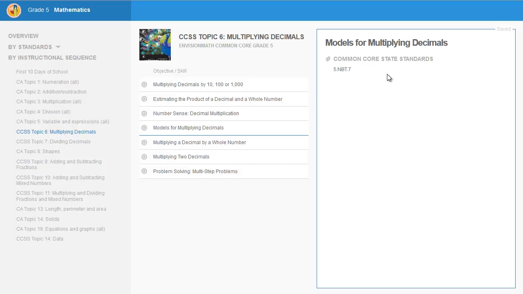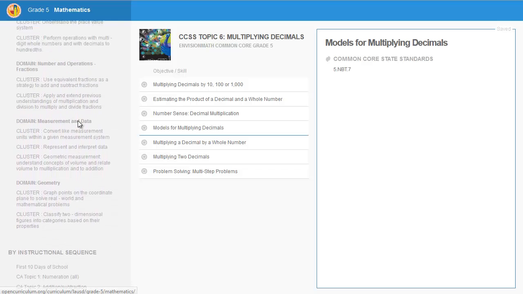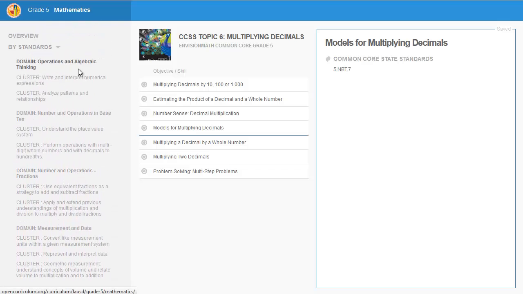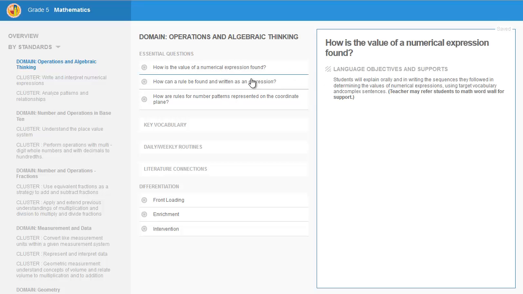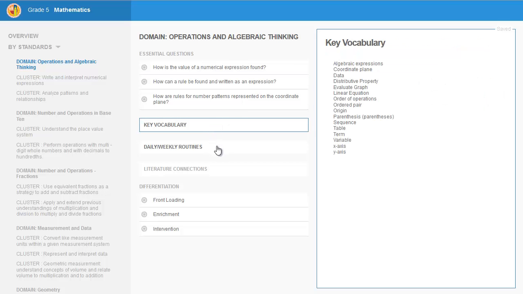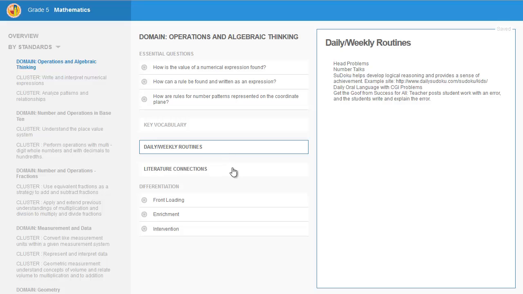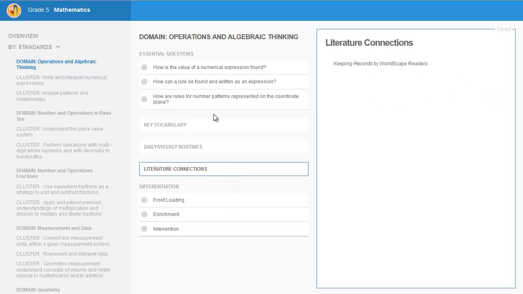Let's now try to explore this sequence, these units and the curriculum, through the standards. If we click on by standards, it opens up into this menu where we have a split by domains and clusters based on the categorization of the state standards. If we look at a specific domain, we can find exactly what we'd expect to see in the PDF documents for the curriculum. There are essential questions, language objectives and supports. We'll come back to that. There's key vocabulary, daily and weekly routines, literature connections, and differentiation.